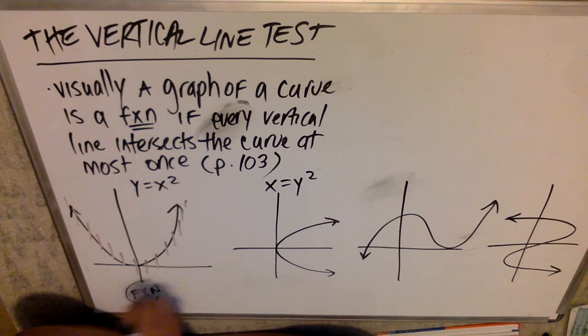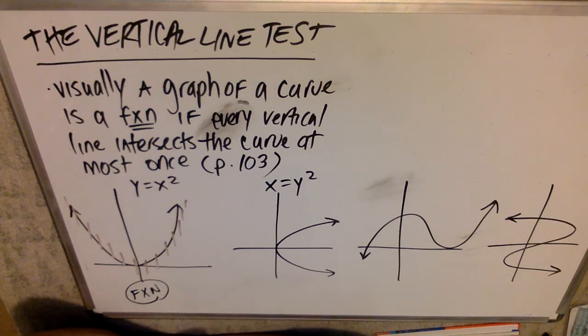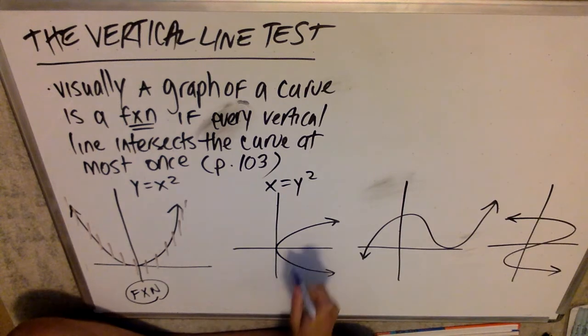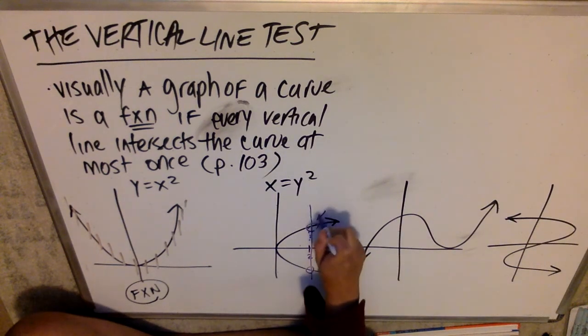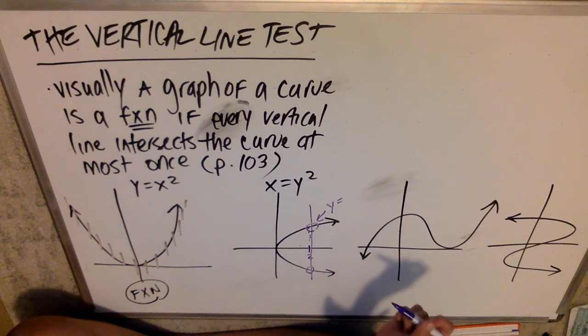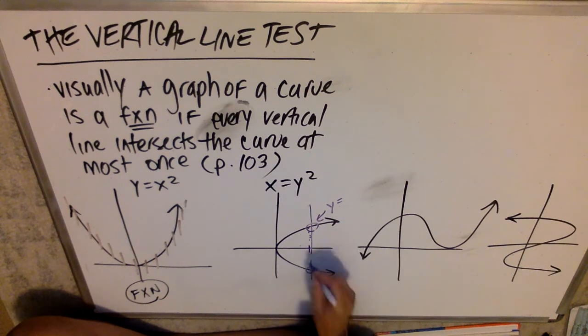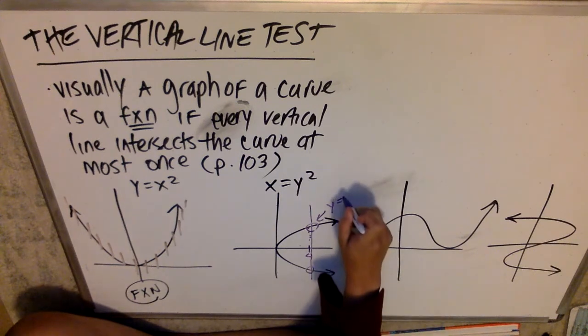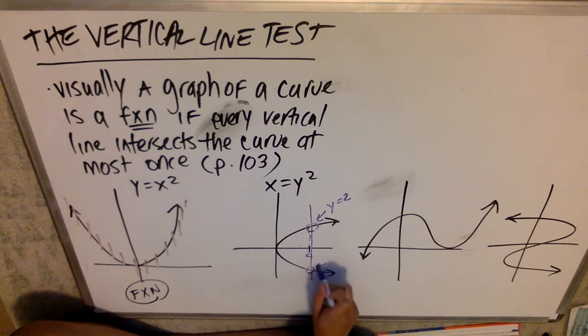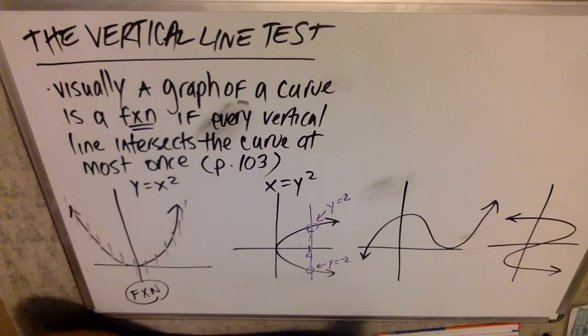Remember, what made something not a function was if one x value gave you multiple y value outputs. So I'm just going to use this spot at x equals 4, my bad. If I draw a vertical line here, I hit two different y values. I hit a spot where y is a positive 2, and I hit a spot where y is a negative 2. So one input of x gives two outputs of y.